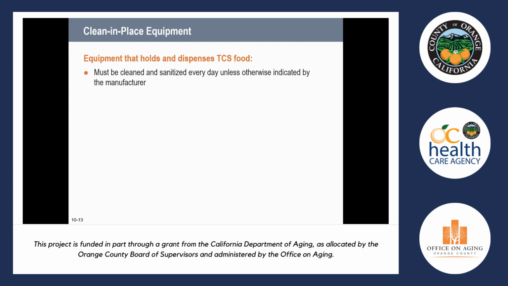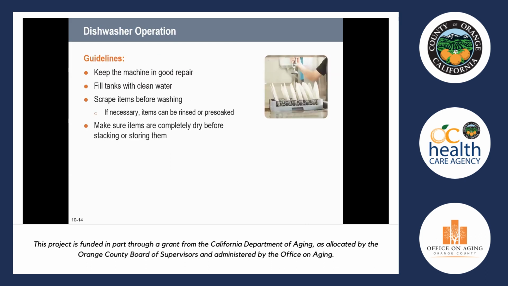Some pieces of equipment, such as soft-serve yogurt machines, are designed to have cleaning and sanitizing solutions pumped through them. Because they hold TCS foods, they must be cleaned and sanitized on a daily basis, unless otherwise indicated by the manufacturer. Operate your dishwasher according to the manufacturer's recommendations and keep it in good repair. Scrape items before washing them. If necessary, items can be rinsed or pre-soaked. This may be necessary when handling items with dried-on food.